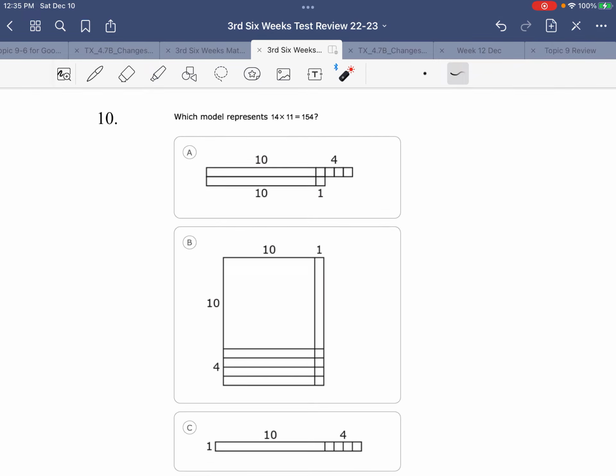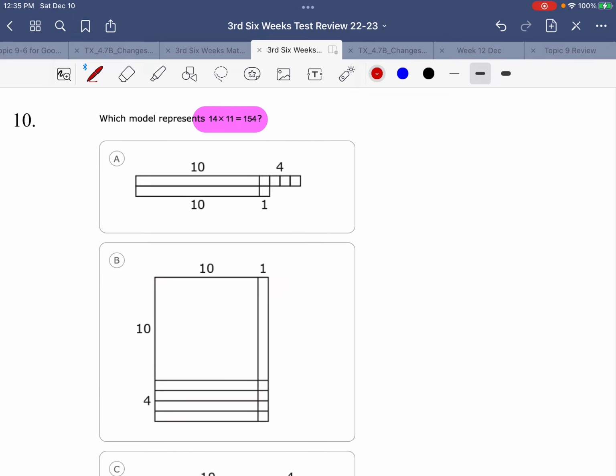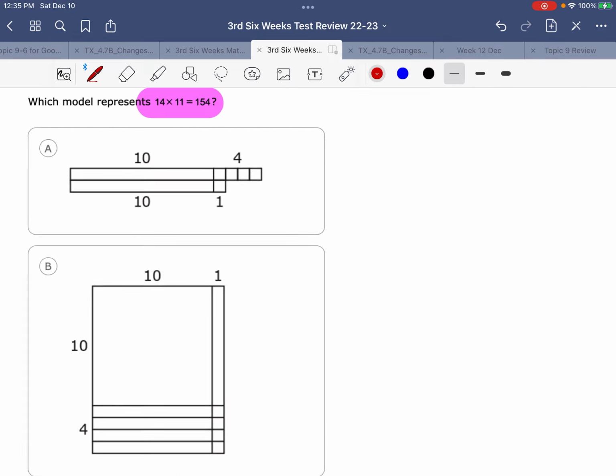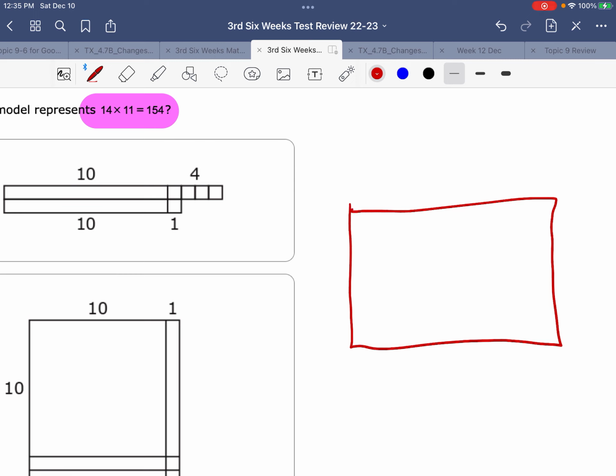Okay, so problem 10 says, which model represents 14 times 11 equals 154? Before I even look at my answers, I'm going to do this myself. With multiplication, we have to draw our box, our window, or our pizza box, as I say in my class. And I'm going to expand my numbers.